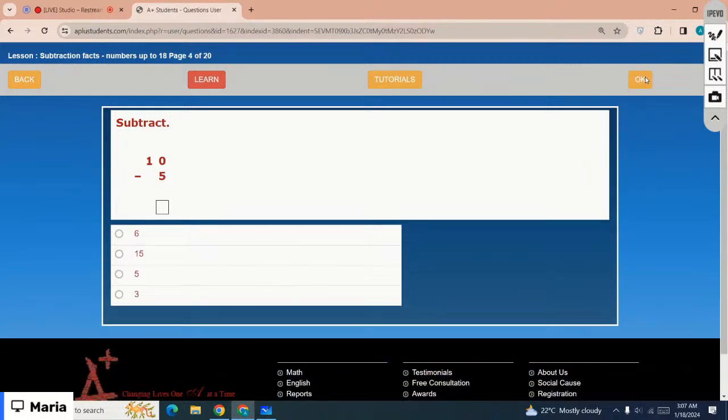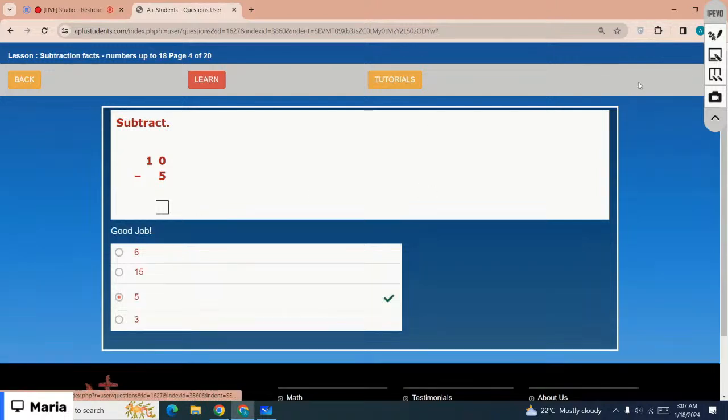The next one is 10 take away 5. Please write the answers once, please. Okay, the next one is 10 take away 5. Yes, very good. The correct option is 5. 10 take away 5 is 5.